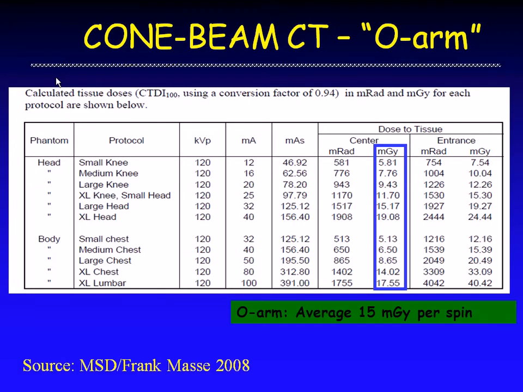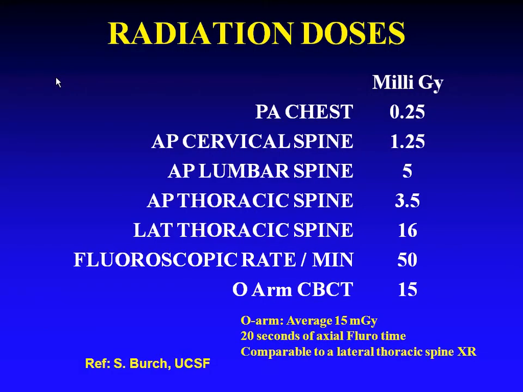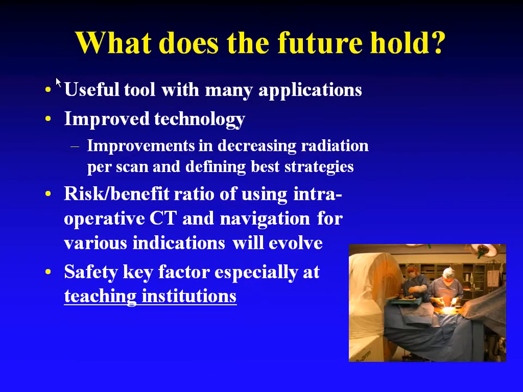We are concerned about the amount of radiation. This is not insignificant. The amount of O-arm radiation averages about 15 to 20 milligray. It is equivalent to 20 seconds of axial fluoro time, and comparable to a lateral thoracic spine X-ray.